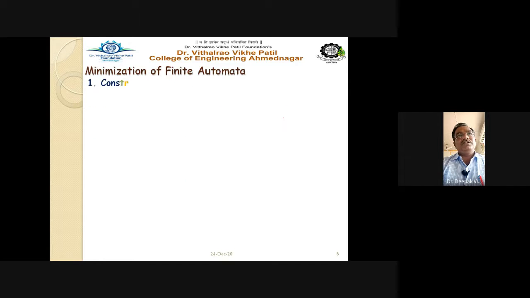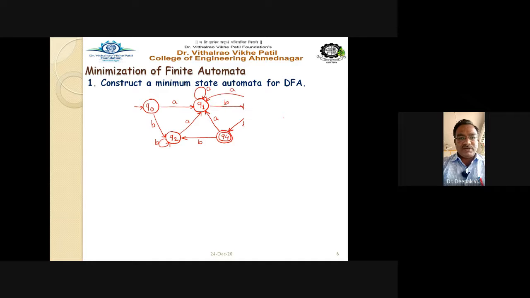So see here, let us start with one example. Construct a minimum state automata for the given DFA. Now see the diagram of the DFA. How many states are there? There are Q0, Q1, Q2, Q3, Q4. These are the states. So a total of 5 states are given here, and the transitions are shown here.